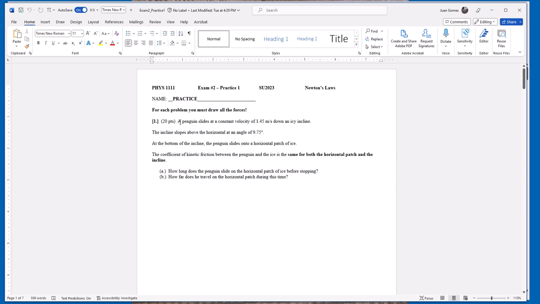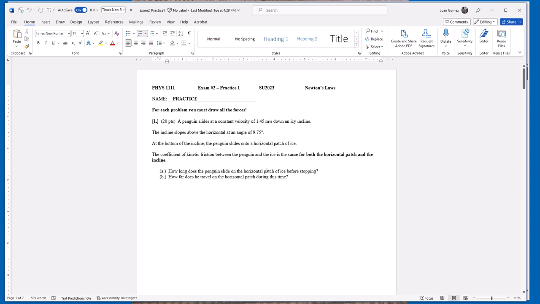It's a penguin sliding at a constant velocity. We don't really care about the numbers, because you plug them in at the end. He's sliding down an icy incline with a constant velocity of 1.45 meters per second. The angle of the incline is 9.75 degrees. When the penguin gets to the bottom of the incline, it slides onto a horizontal patch of ice. You're given that the coefficient of kinetic friction, mu k, is the same for both the horizontal patch and the incline. And I'm asking for two things.